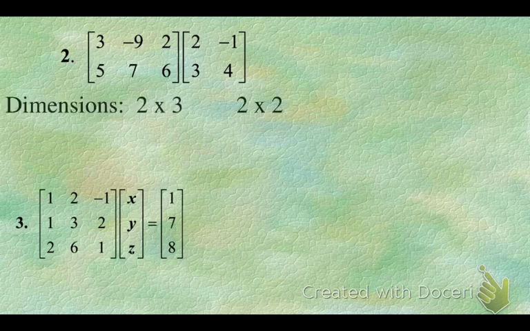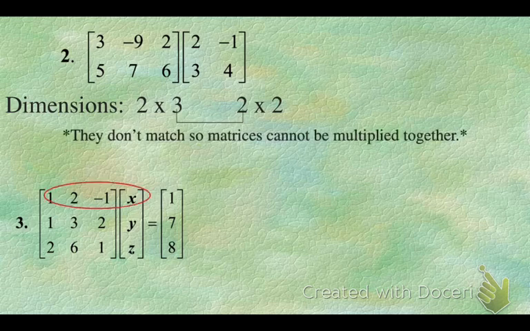So for number 2, we have a 2 by 3 and a 2 by 2. When we look at those dimensions, the problem that we run into, again, is our inside numbers of 3 and 2 do not match, which means that these two matrices cannot be multiplied together. So our solution would be that that operation is undefined.